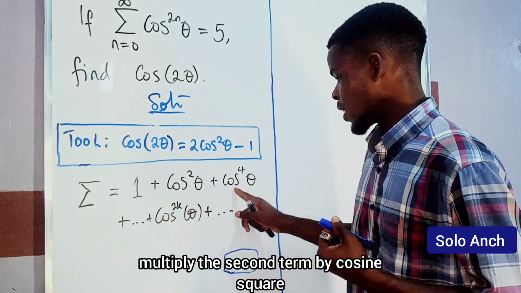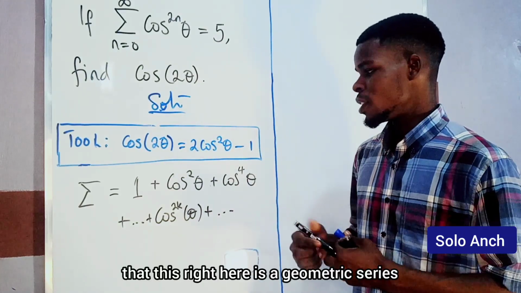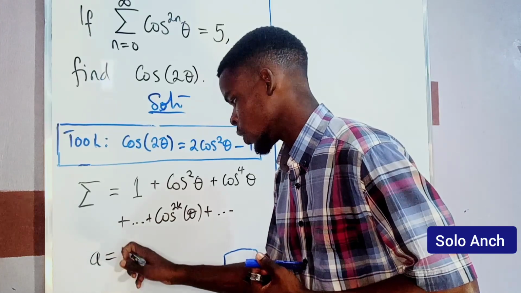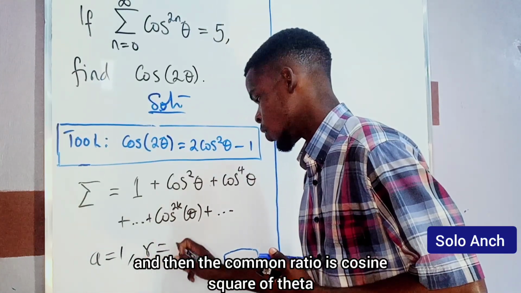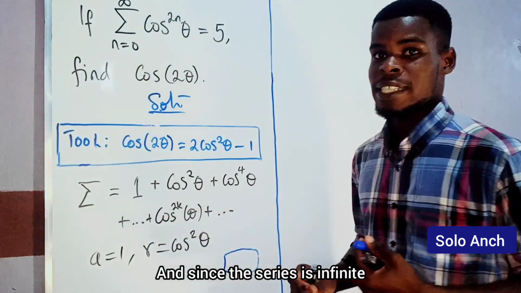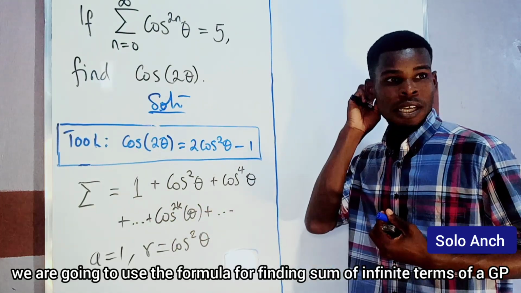Multiply the second term by cosine square of theta, we get the third term, and so on and so forth. So that tells us that this right here is a geometric series where the first term is 1, and the common ratio is cosine square of theta. Good.